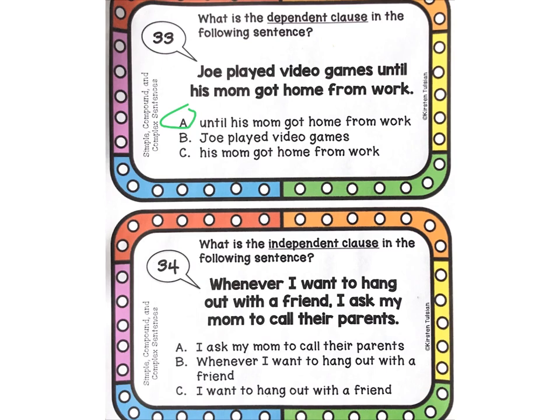Okay, so if you picked, I ask my mom to call their parents, you did that right, because that is the one that can stand on its own. The other, whenever I want to hang out with a friend, cannot stand by itself. That's dependent. Okay, let's move on to the next one.